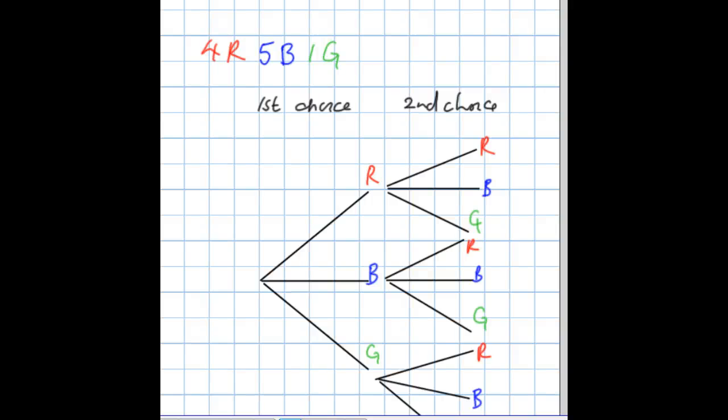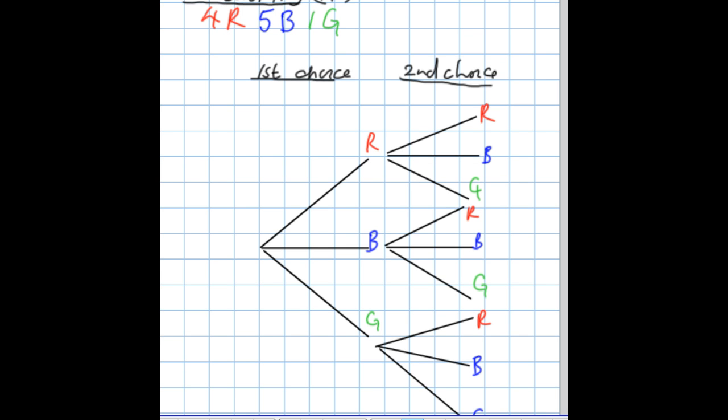Right, hello again. We're going to look at probability, but we're going to look at A star probability. And what makes a question A star? Not too much. Let's imagine we've got a bag with 4 red balls, 5 blue and 1 green, and a ball is taken out. So our first choice, the outcomes could be you draw a red ball, a blue ball and a green ball.